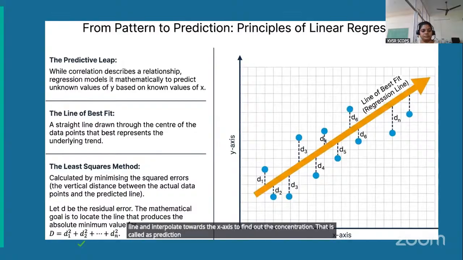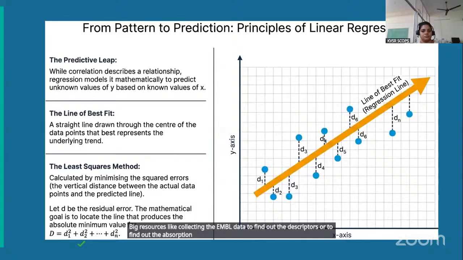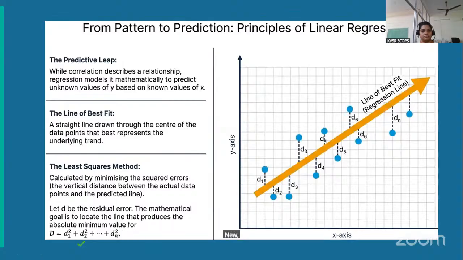But when we do it at a laboratory level, there are only 4 to 5 data points. But when you collect data from big resources, like collecting the EMBL data to find out the descriptors or the absorption properties, distribution properties, so when you have a large set of data, you will be using machine learning models to predict the new values from the test values and training values. So this is how the prediction line will be identified.